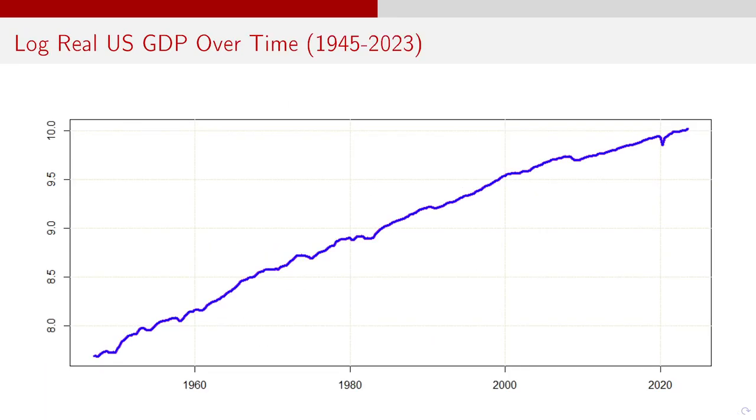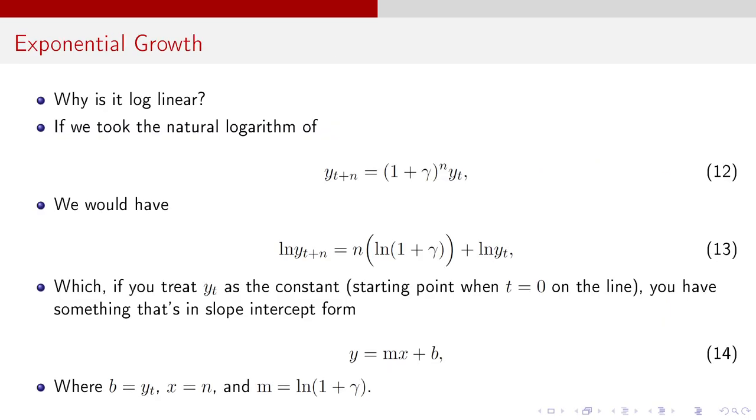Natural logarithms are awesome. Going to be seeing a lot of them, by the way. So why is it log linear, right? What makes it that? Well, let's take the natural logarithm and see what it's going to give us. I'll get Y_{t+n} = (1 + gamma)^n times Y_t. Now, if I take the natural log, it's going to undo the multiplication and turn it into addition. So the natural log of Y_{t+n} equals n, I take that exponent and bring it down in front of the natural log of 1 + gamma, plus the natural log of Y_t.